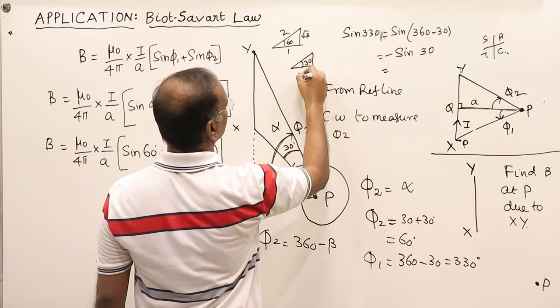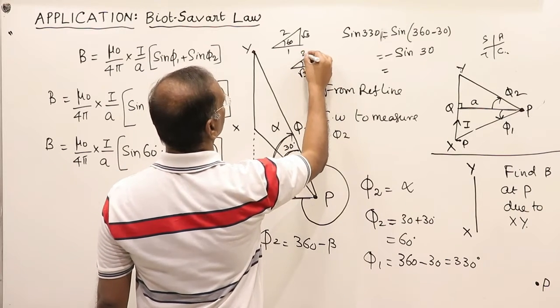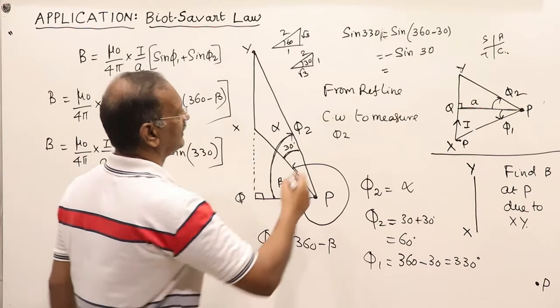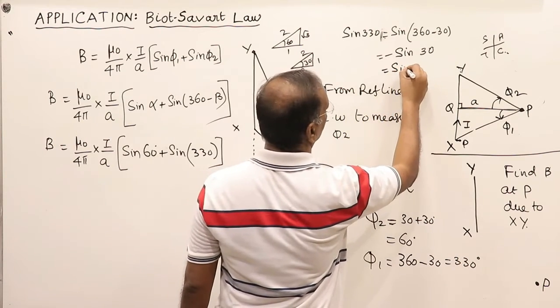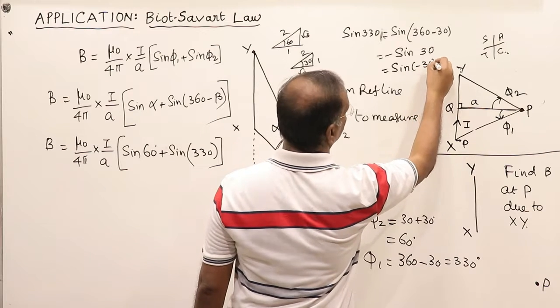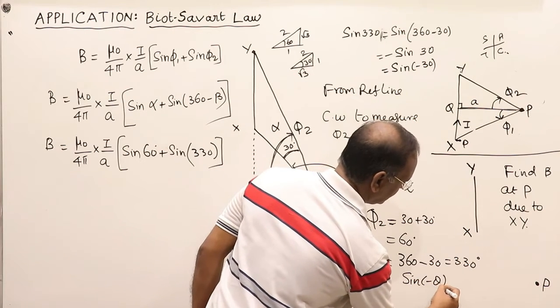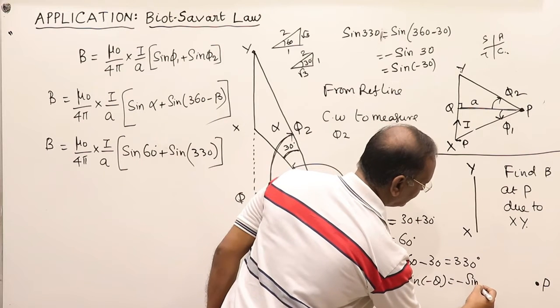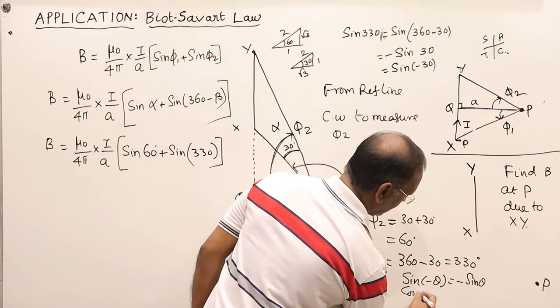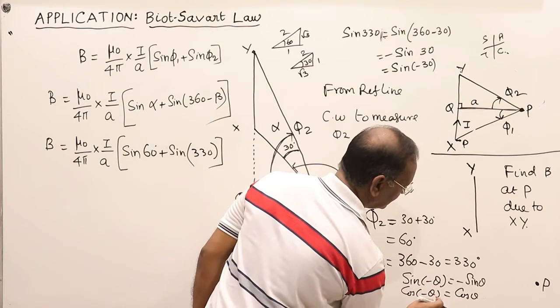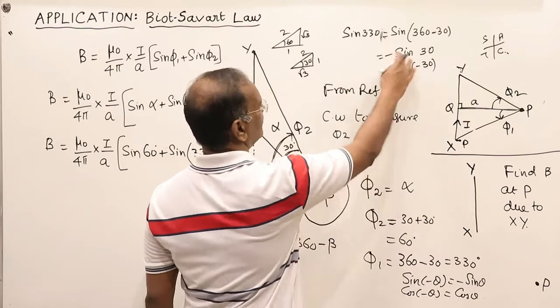This is 30 degrees. It means this is root 3, 1 is to 2. Now here, it means we have sin 30, or we can write it as sine of minus 30, because sine of minus theta is equal to minus sine theta, and cos of minus theta is equal to cos theta. This is an even function, this is an odd function. Sine of minus 30 we have written.